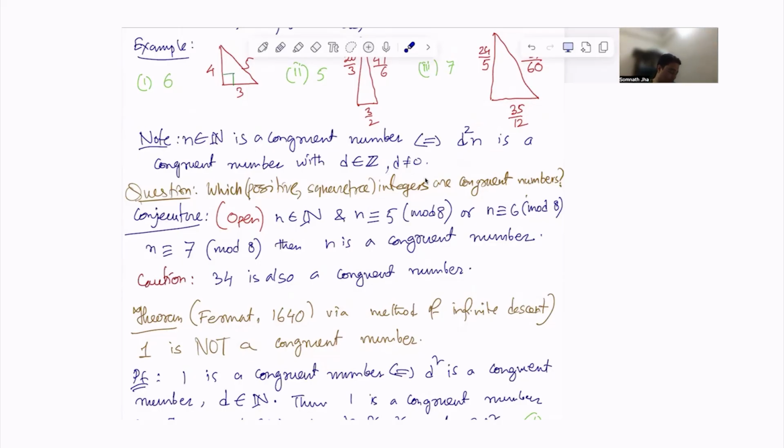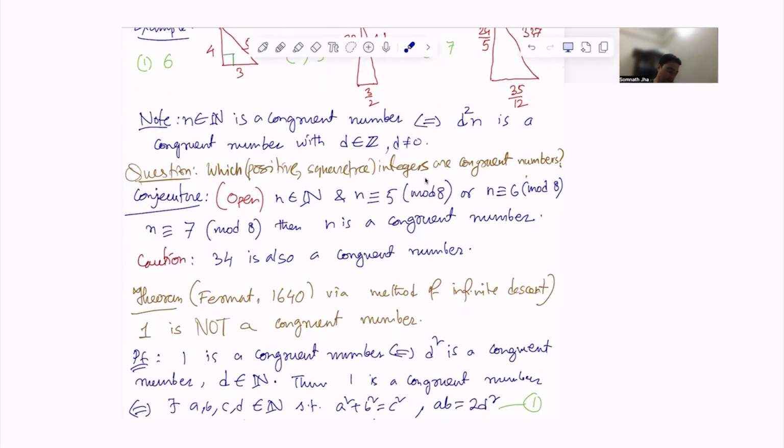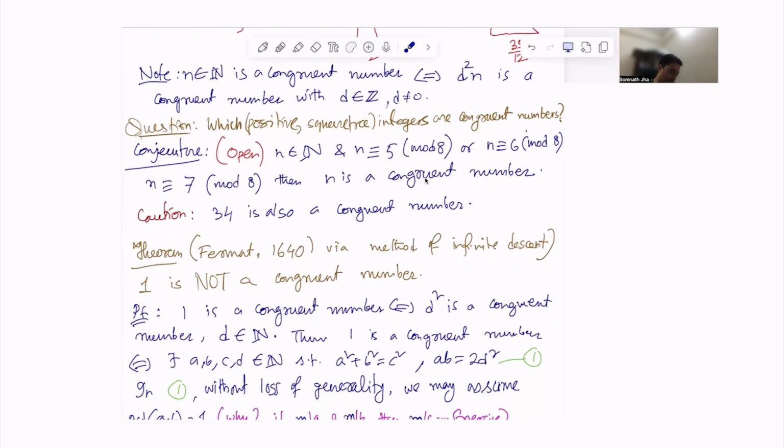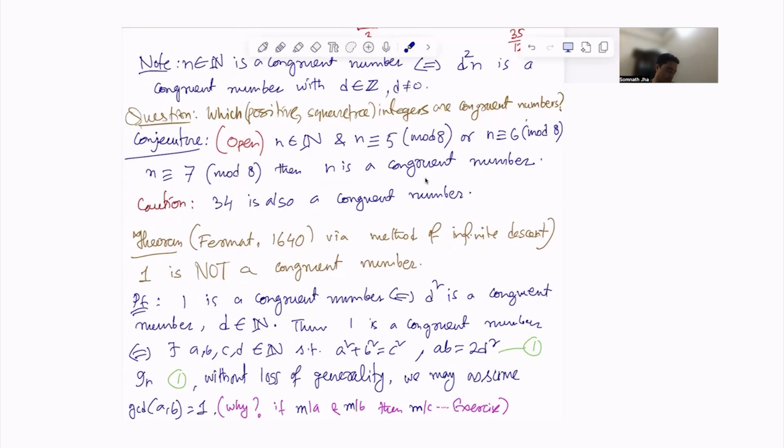So one of the key theorems we discussed last time is that 1 is not a congruent number. And this is via the method of infinite descent due to Fermat. If 1 is a congruent number, then there exist a, b, c, d in N so that a square plus b square equals c square and ab equals 2d square. 1 being a congruent number is equivalent to d square being a congruent number for any d in N. So there will be a, b, c, d in natural numbers so that a square plus b square is c square and ab is equal to 2d square. And in fact, we can assume GCD of a, b equal to 1.